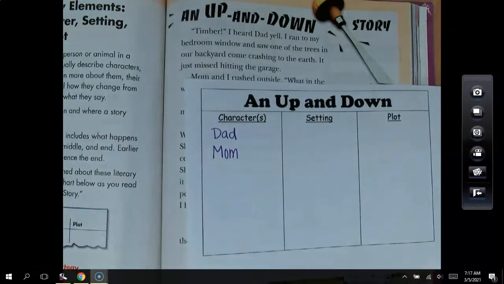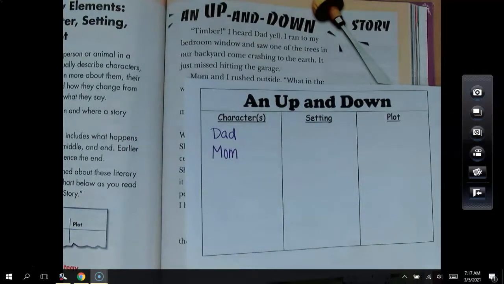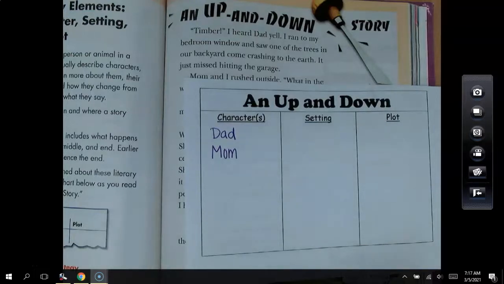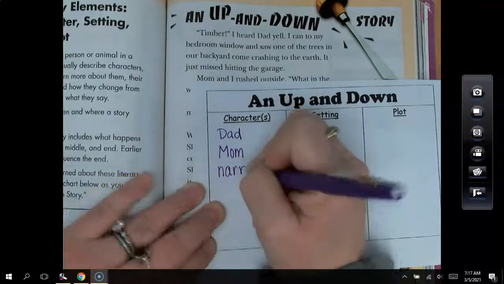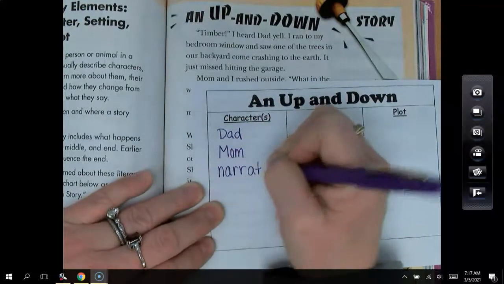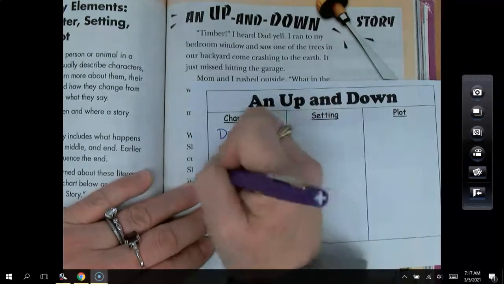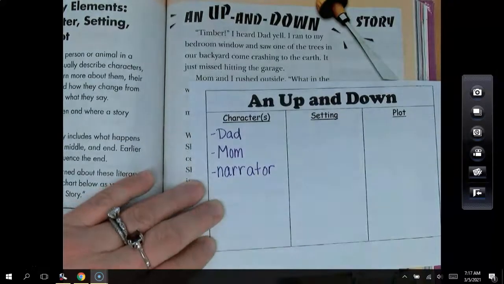And who's telling the story? Who is telling the story? It didn't come out and tell us. Do you know what we call someone that tells the story that doesn't give the name? Is a narrator. So the narrator is the person that tells the story, okay?